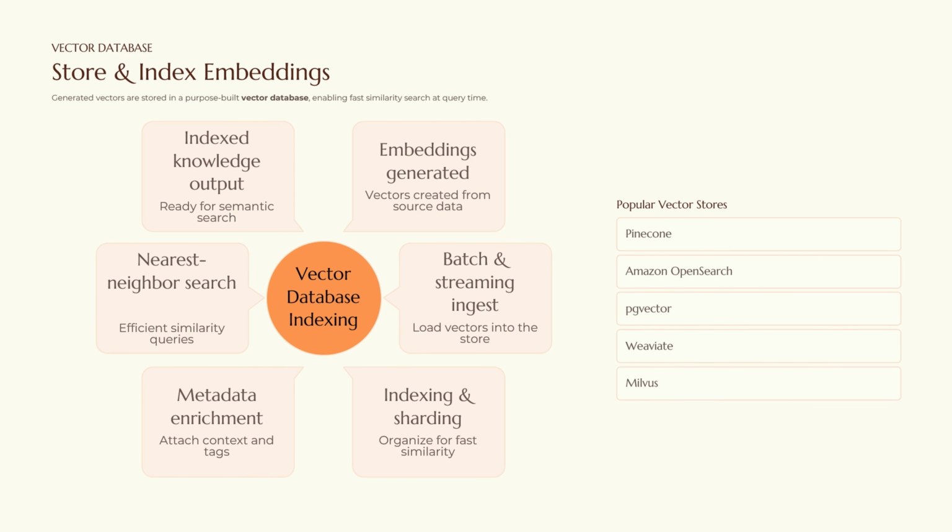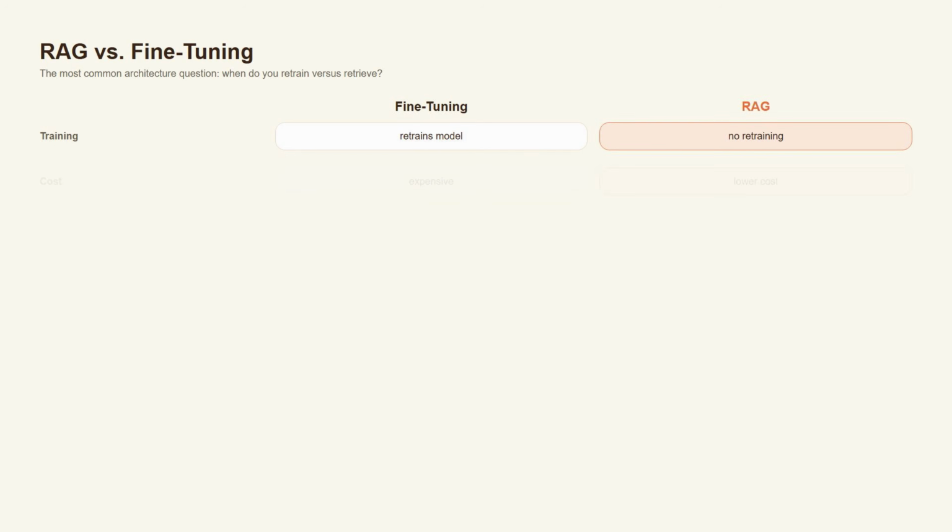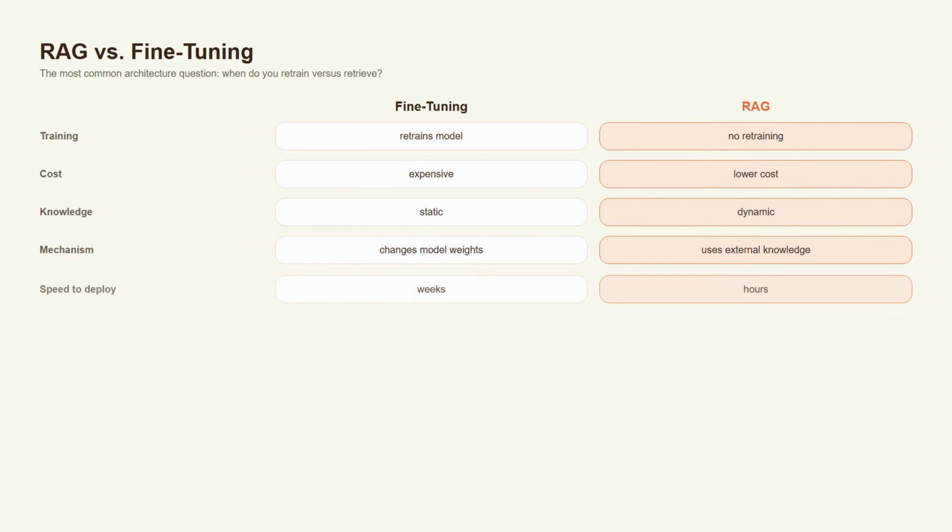Now, when should we use RAG instead of fine-tuning the model? So if the problem is how the model should behave, fine-tuning may be appropriate. If the problem is what information the model needs access to, RAG is often a better fit. Fine-tuning changes the model. RAG changes the context.